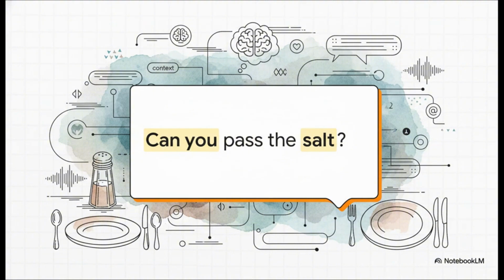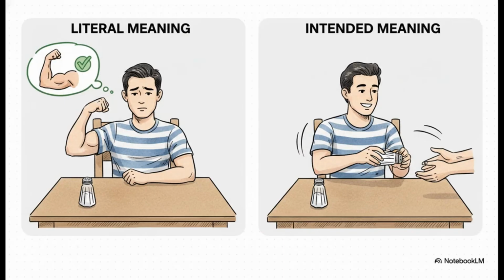This simple question is the absolute perfect example. Just think about it for a second. When someone says this to you at the dinner table, what are they really asking? And here it is. The literal semantic meaning is, are you physically capable of passing the salt? The pragmatic, or intended meaning, is actually a polite command. Please give me the salt. A truly smart system needs pragmatic analysis to know that the right response isn't to just say yes, but to actually pass the salt. That's the difference.